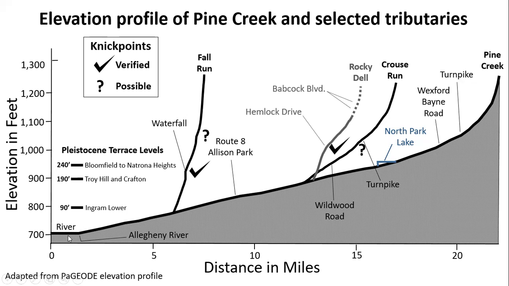These are the levels of terraces above the river system. The terrace at Trona Heights was 250 or so feet above the river. Bloomfield, there are other terraces in between. Troy Hill is one. The upper terrace at Crafton, about 190 or 200 feet above river level. The lower Ingram Terrace we saw in lower Chartiers Creek, it's 90 or 100 feet above river level there.